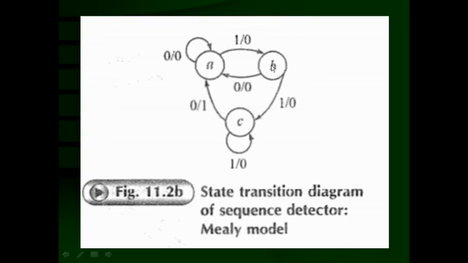Now consider that it is in state B. Again, there are 2 possibilities of the input. X can be 0, X can be 1. If X is 0, what happens? Then the sequence is broken, and hence it will go to the initial state A. That means it has to start a fresh detection of the binary sequence, that is 0 1 1. That has to start again.